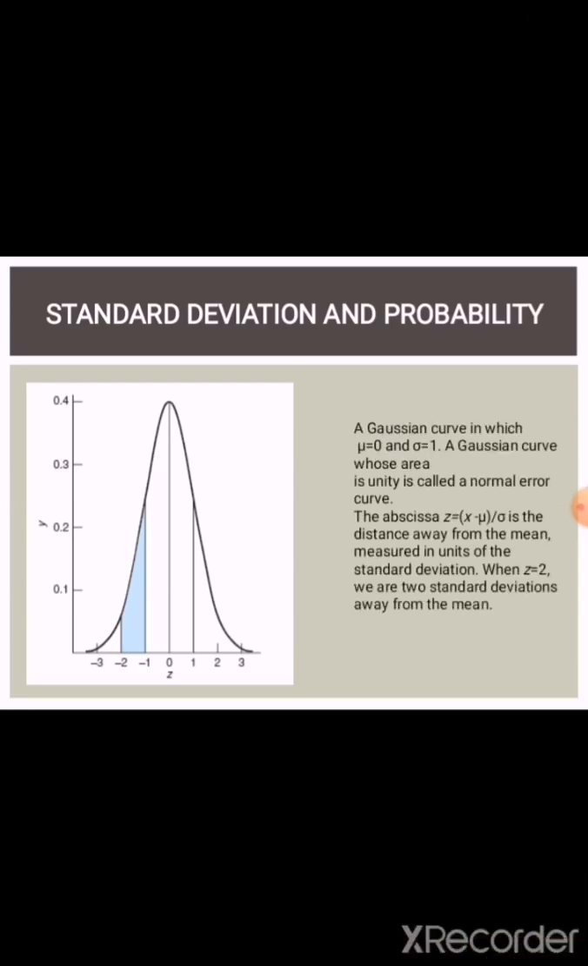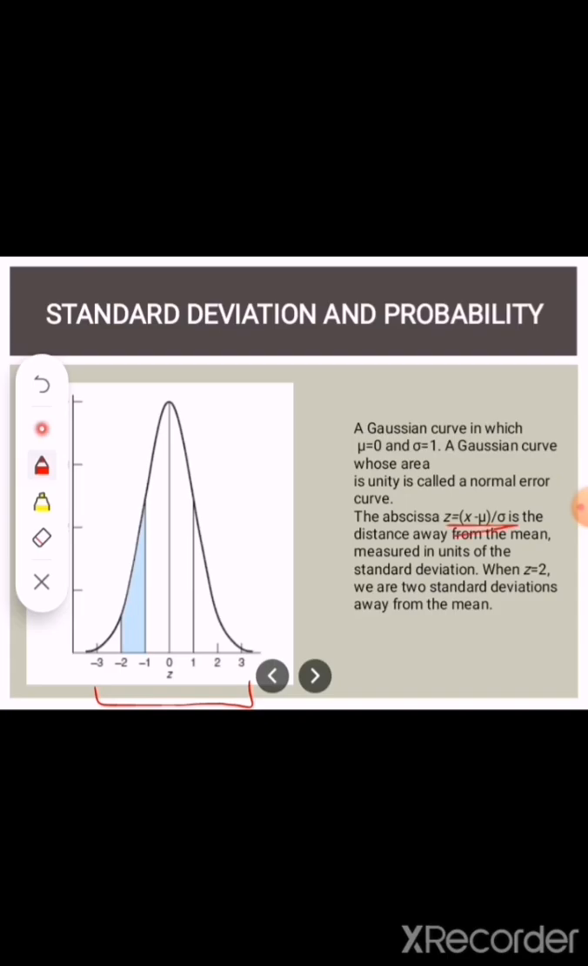z is equal to x minus mu over sigma, which is the distance away from the mean, and it is measured in units of the standard deviation. When z is equal to 2, there are 2 standard deviations away from the mean. Okay, so yung z natin dito, ito yung para makompute natin siya.